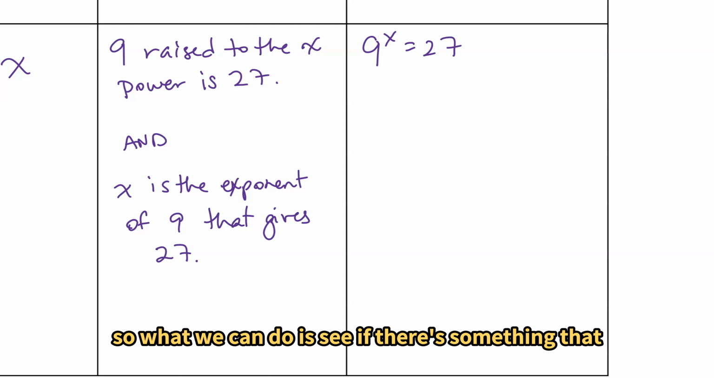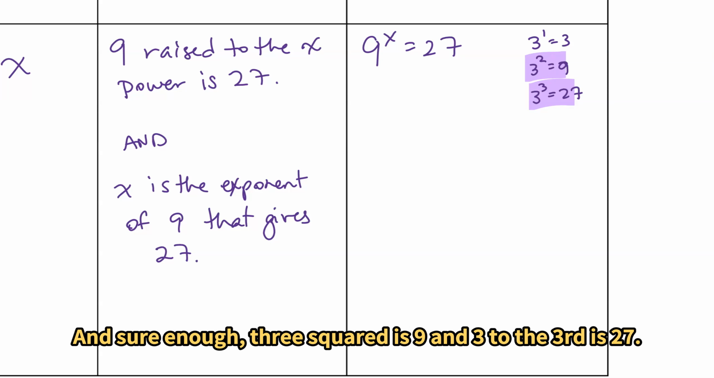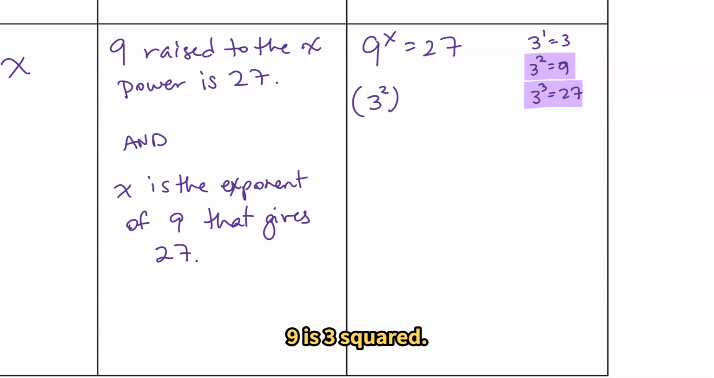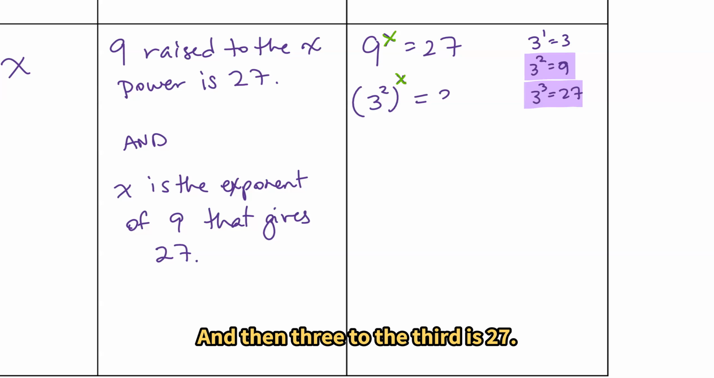So what we can do is see if there's something that 9 and 27 have in common. And they do. They have 3 in common. And sure enough, 3 squared is 9, and 3 to the third is 27. So I can use both of those in my equation. 9 is 3 squared. I don't want to forget that x for the exponent there. And then 3 to the third is 27.